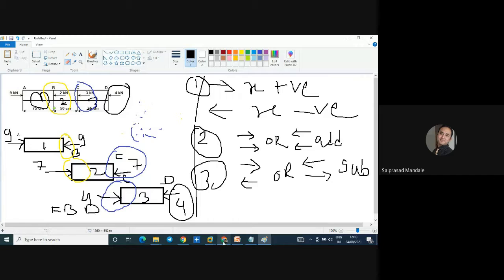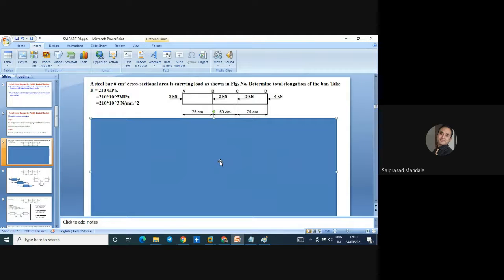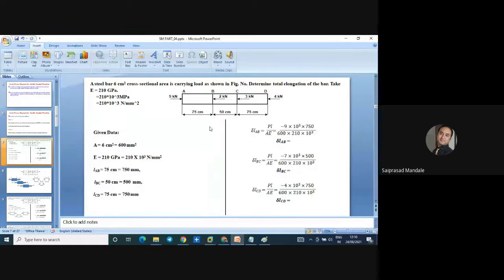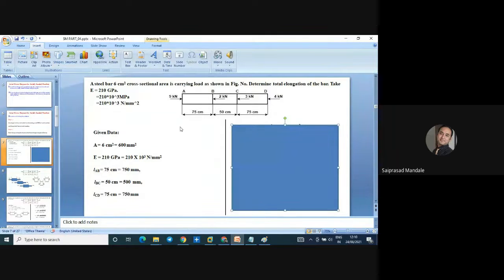This is a very important point. So let us check what we have done. The area we have is 6 centimeter square, which is 600 mm square. E is given as 210 GPa, that is 210 into 10 raised to 3 Newton per mm square. The length of AB is 75 centimeter, meaning 750 mm. The length of BC is 50 centimeter, meaning 500 mm. The length of CD is 75 centimeter, meaning 750 mm. This is given to us.